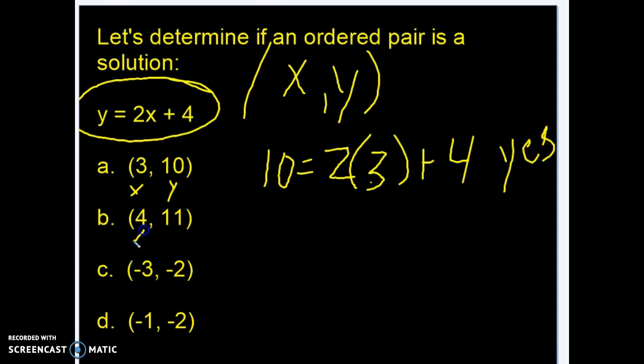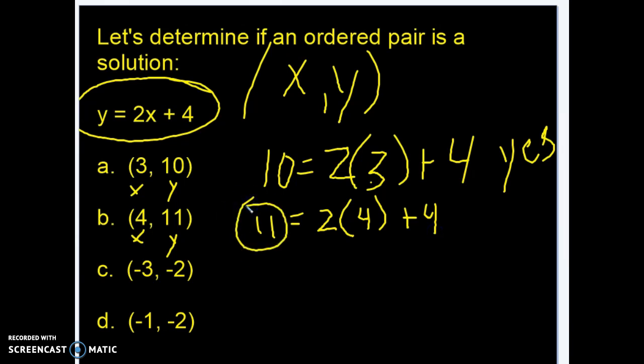The next one, 4 is x, 11 is y. So we're going to put 11 in for y. We're going to put 4 in for x. And then we always have plus 4 at the end. Well, 2 times 4 is 8. 8 plus 4 is 12. But this is saying it would be 11. So we know that is not an ordered pair that works for this equation.